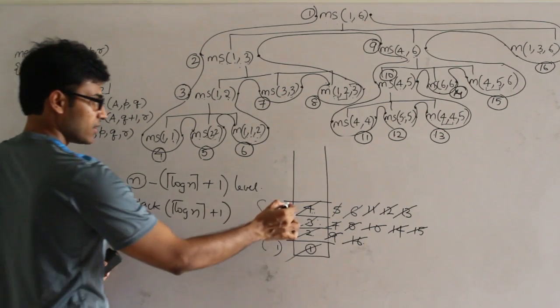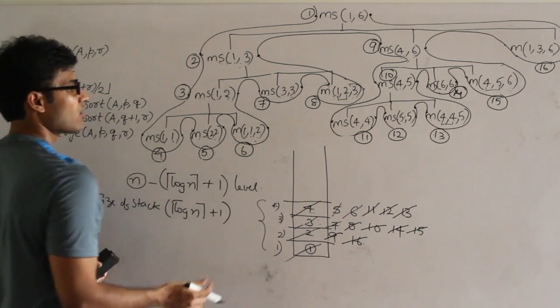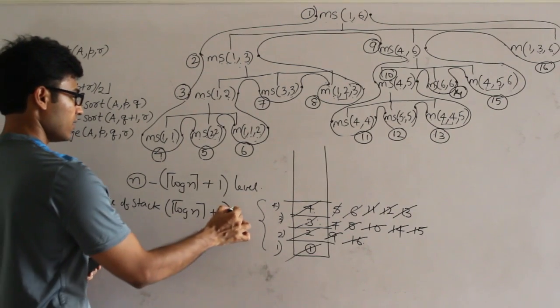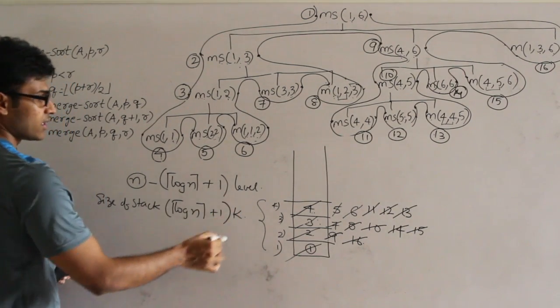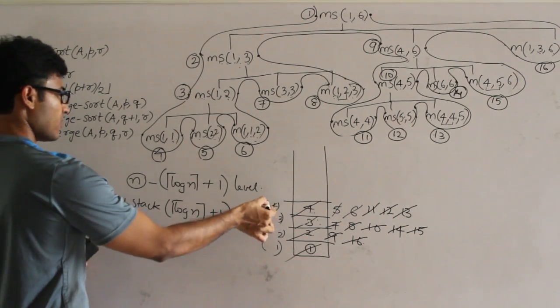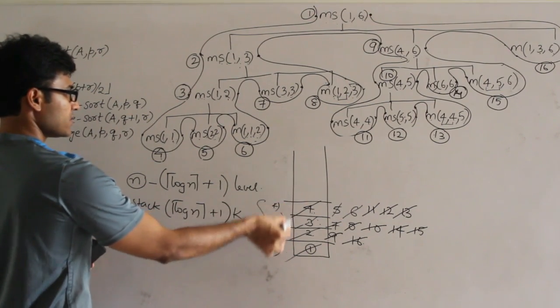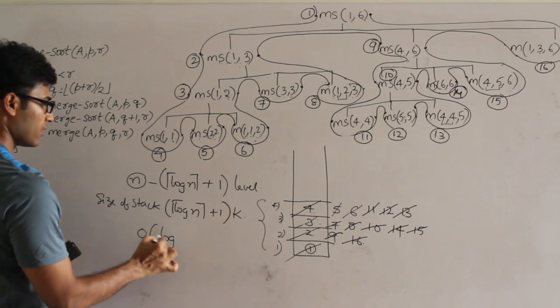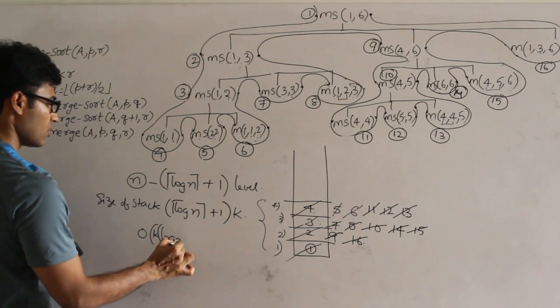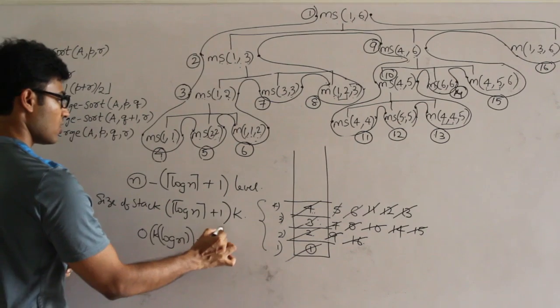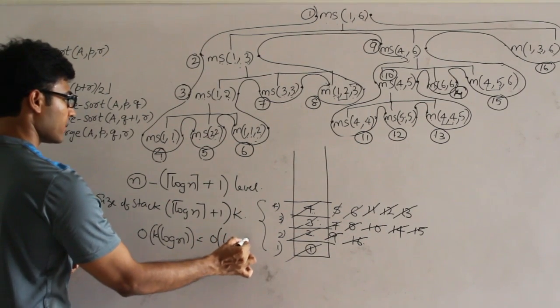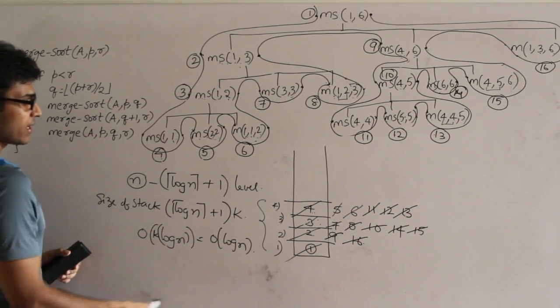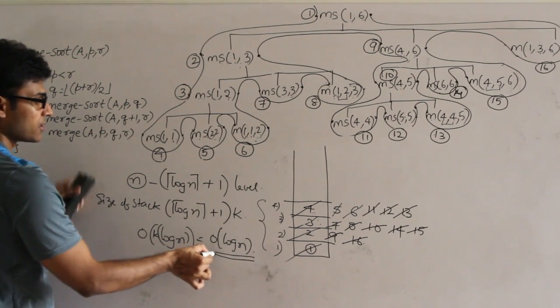And assuming that the stack is going to occupy a constant amount of size k, the total space complexity required in order to implement this recursion stack is order of k into log n, which is nothing but order of log n. Okay, so this is the space required for this stack in order to implement this program.